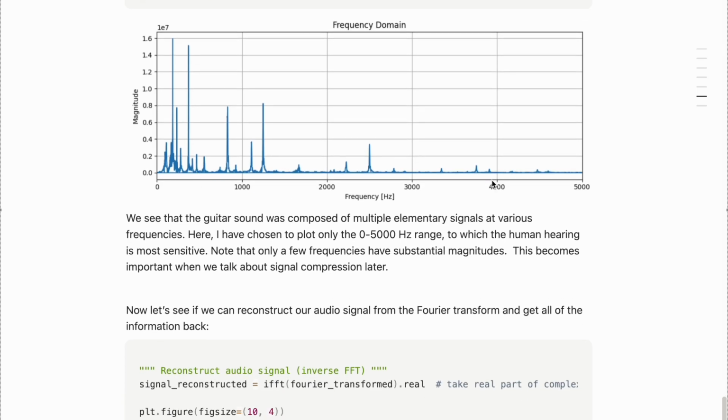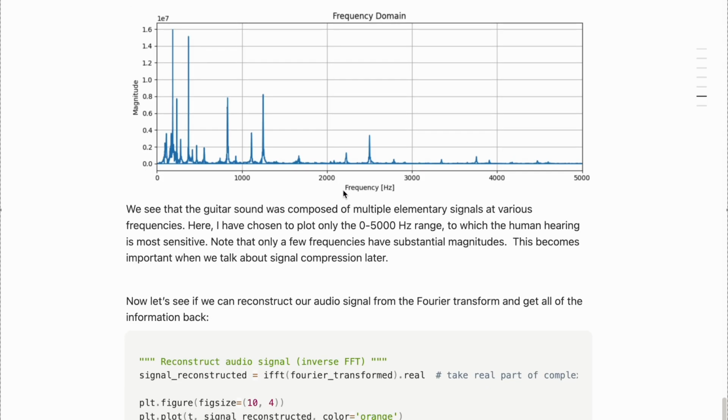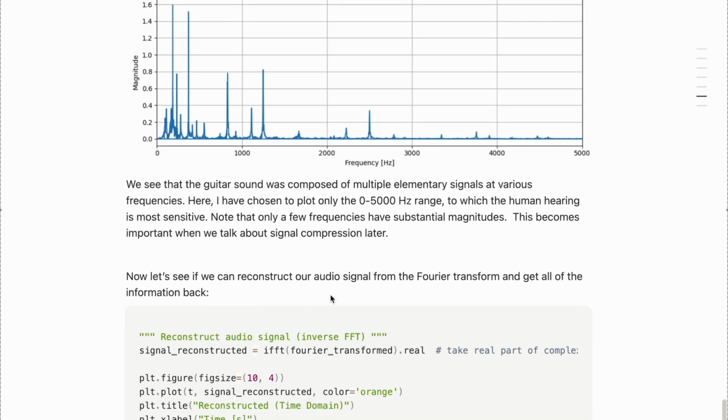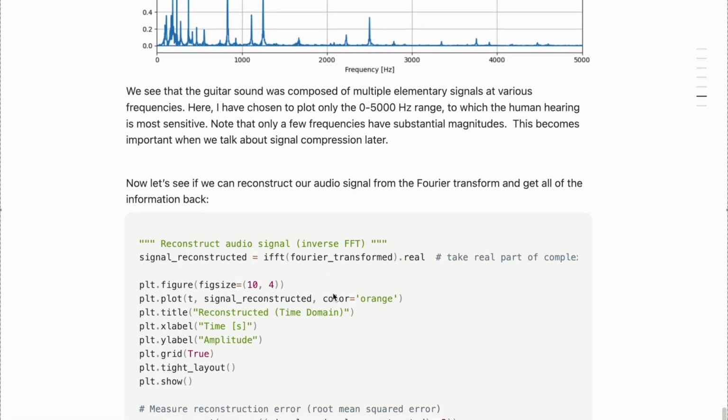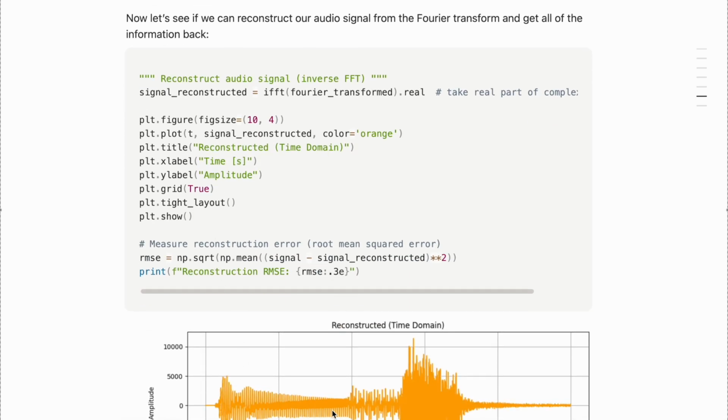So now we have this signal transformed into the frequency domain. Let's see if we can get it back to the original signal reconstructed in the time domain. So here it is, our transform signal. We take the inverse Fourier transform of that. We take the real component of that. This is our reconstructed signal, and we plot it. It sure looks like our original signal, and we can prove that by taking its root mean squared error.